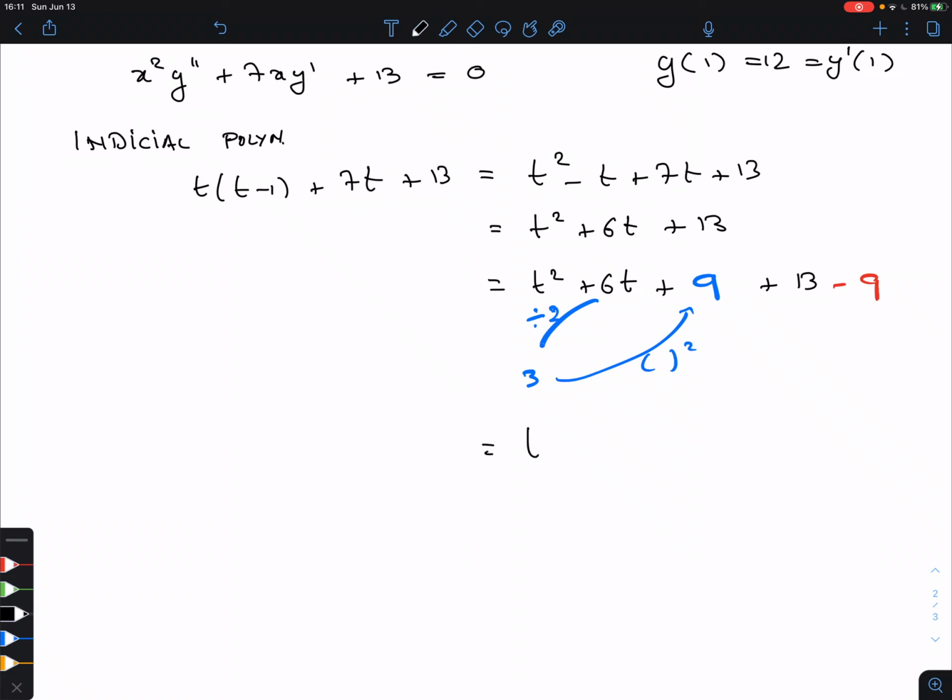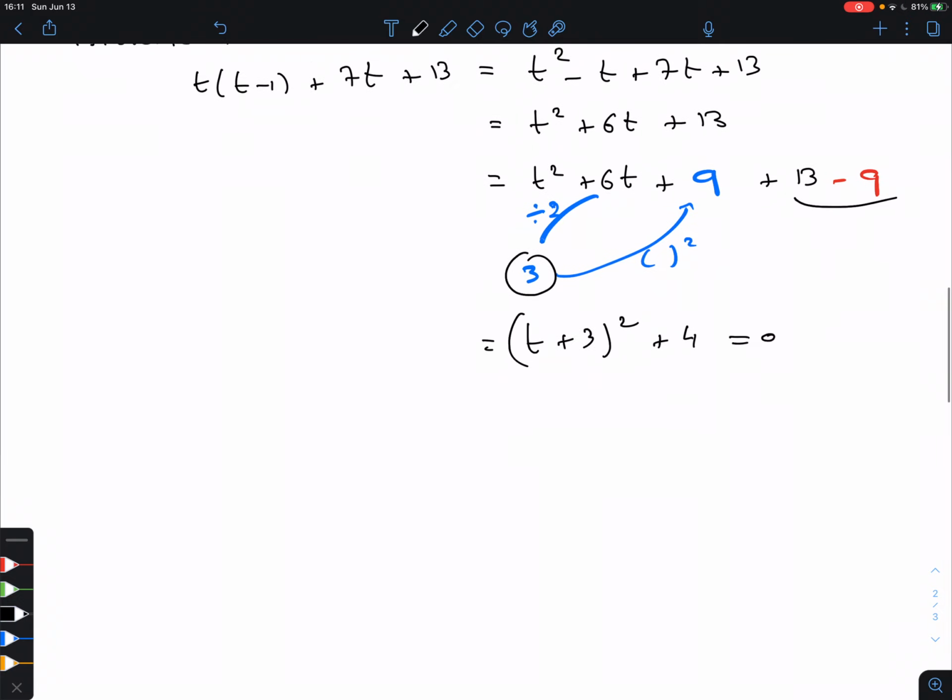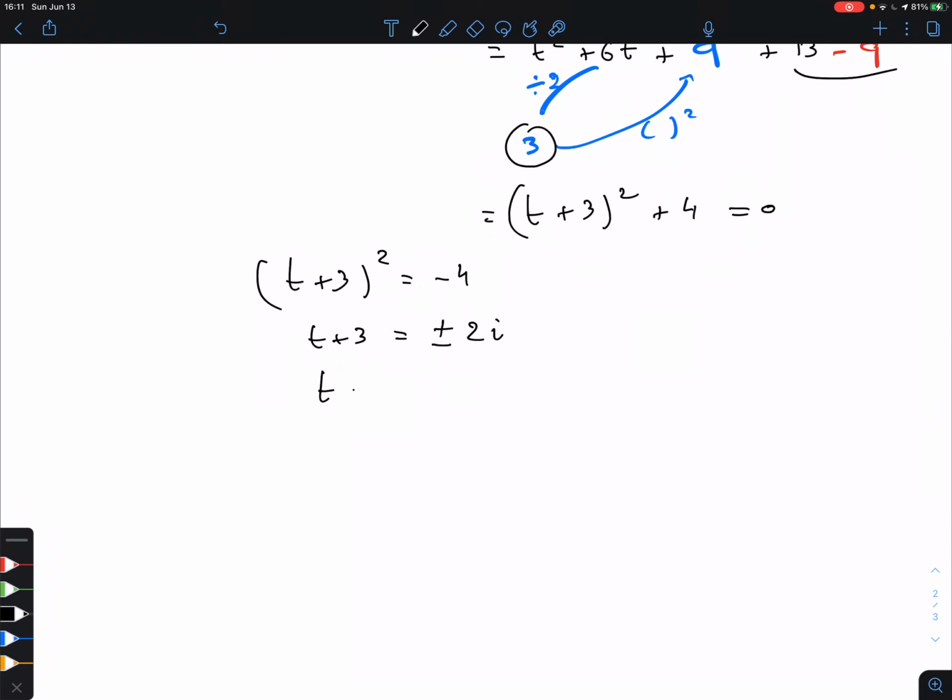And then we know that this is t plus 3 squared, that's where the 3 comes from, and this is of course plus 4. So now we put this equal to 0, then t plus 3 squared is negative 4, so t plus 3 is plus or minus 2i, of course, there's an i because of the negative sign, and so we see that t is equal to minus 3 plus or minus 2i. So this is again, lambda is minus 3 and omega is 2.